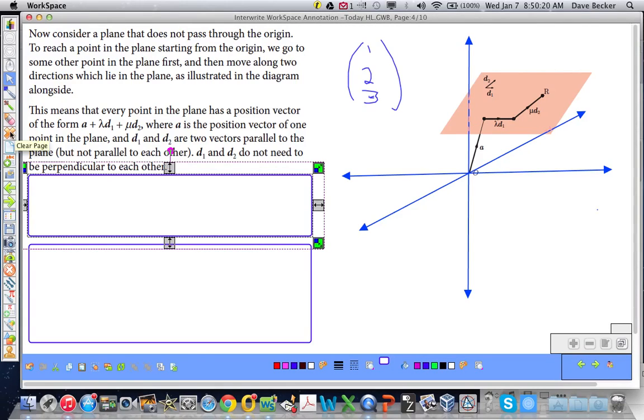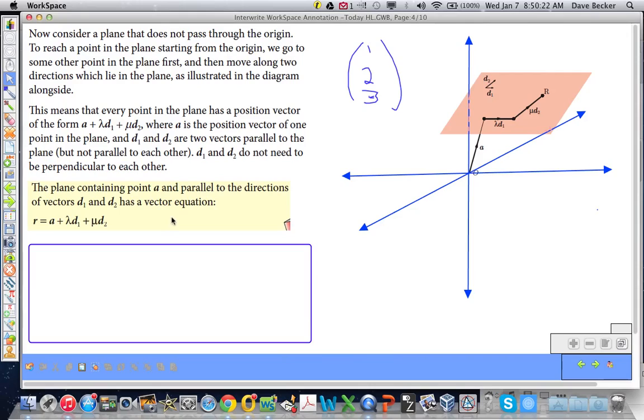Well, why do we care about that? Well, that leads to a vector equation of a plane. The plane containing point A and parallel to the directions of vectors d1 and d2 has a vector equation r equals a plus lambda d1 plus mu d2.